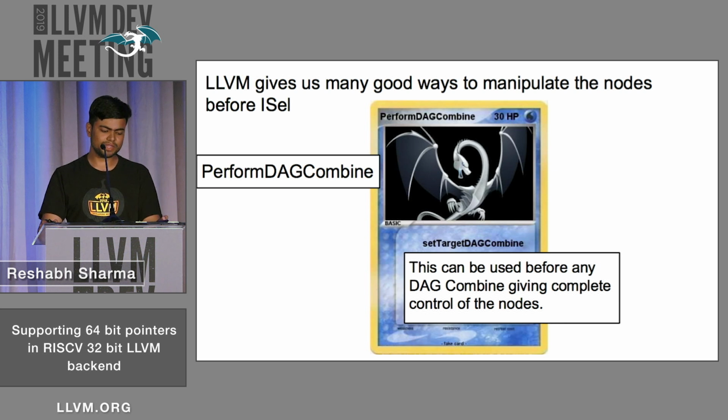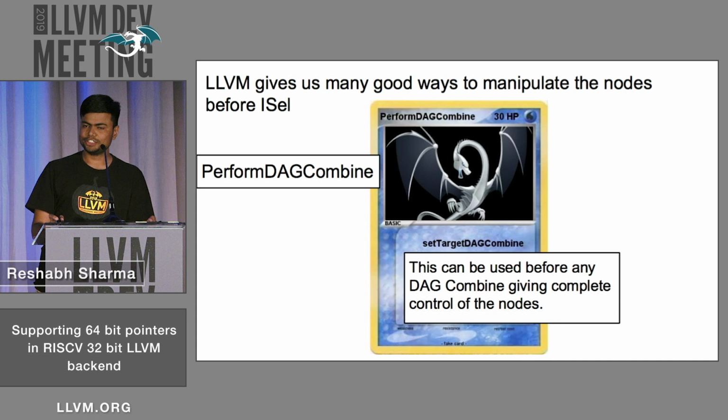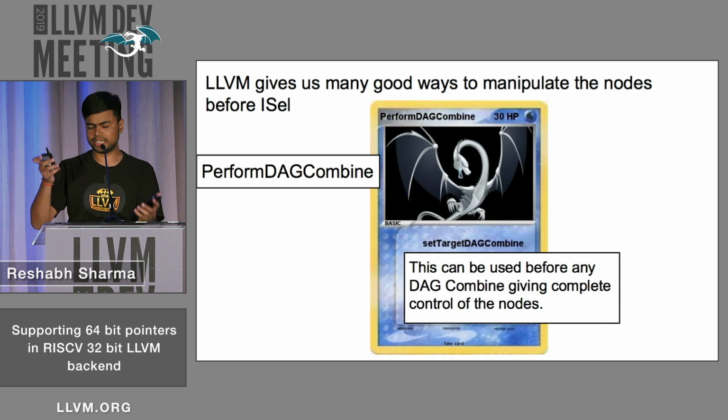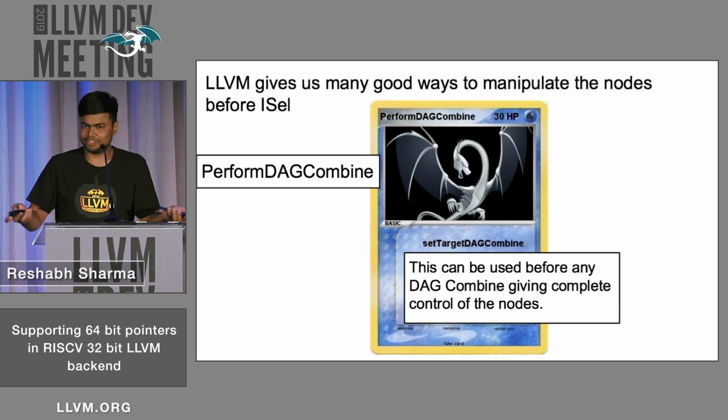As I said, PerformDAGCombine. This thing can give you infinite powers that you can use against the legalizer. At DAG combine, you can use PerformDAGCombine. It is really good. I'm really selling you this. You can tweak the nodes in any way that you want, and it should pass the legalizer, because DAG combine runs before the legalizer, so it's fine, right?